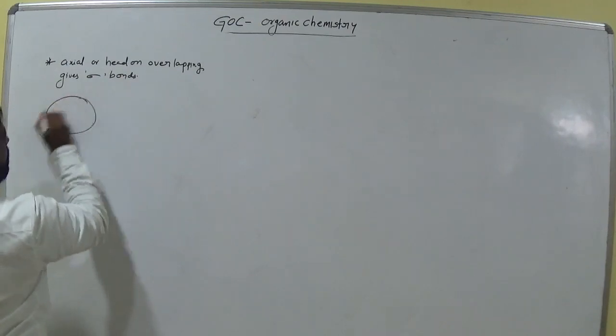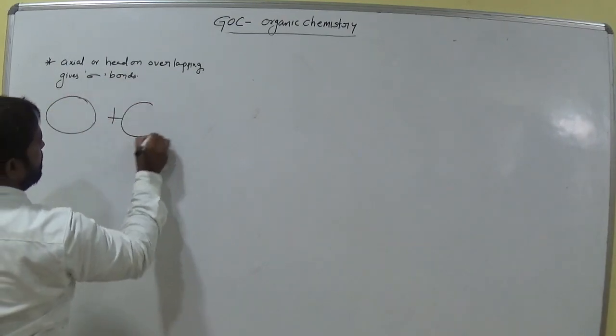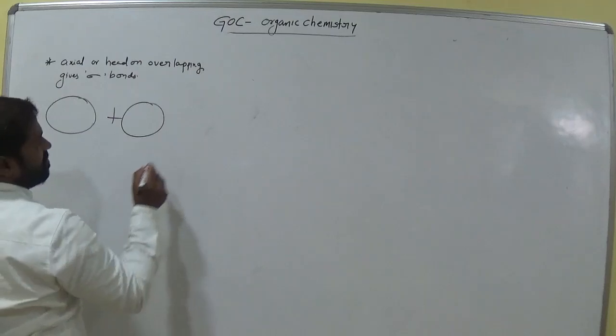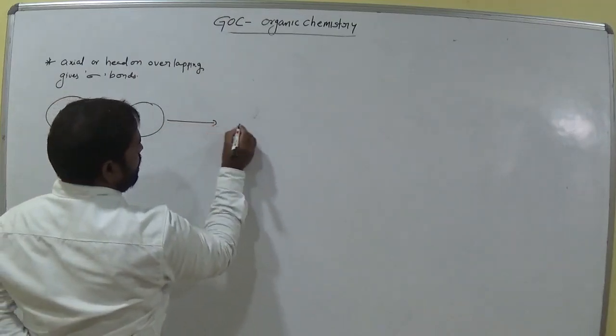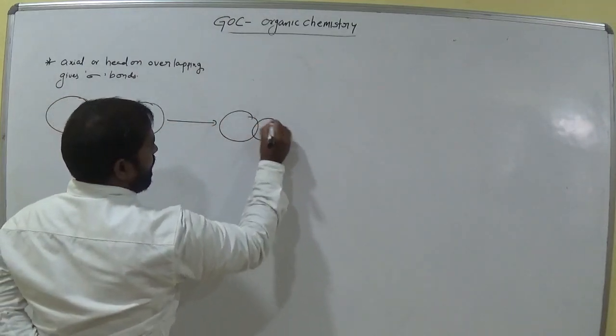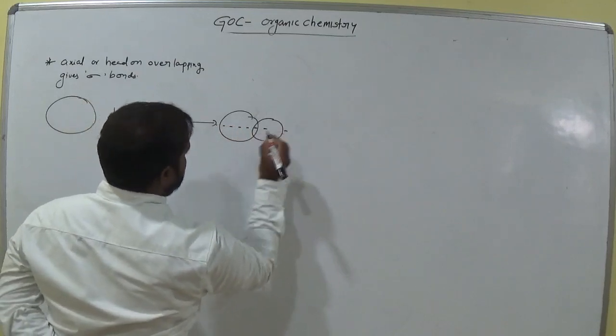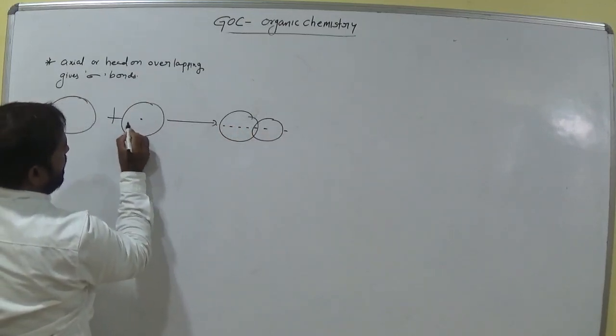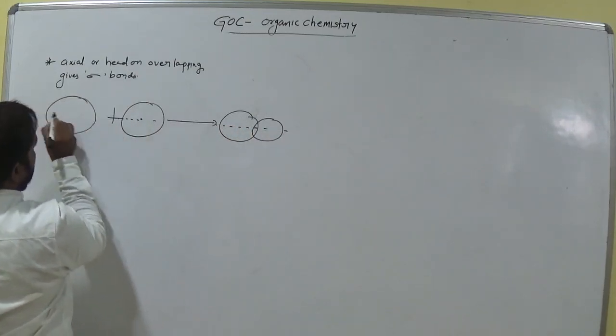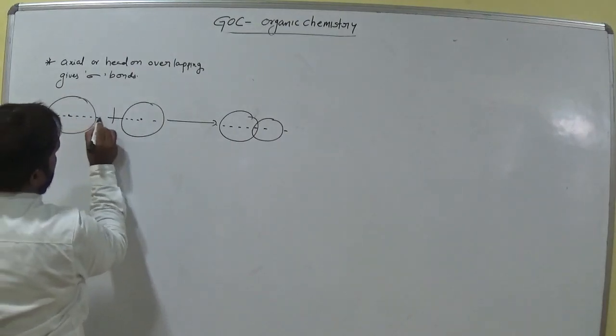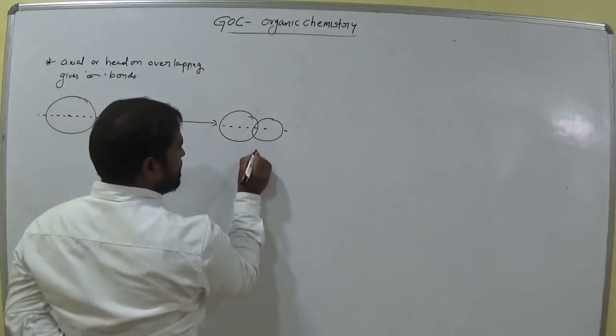Suppose this is one orbital, an s orbital, and this is another s orbital. Now this undergoes overlapping like axial. This is axial. This is the nucleus. Horizontal overlapping. This is the nucleus of the atom. This causes a sigma bond.